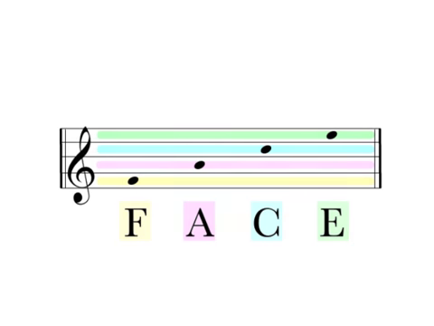Let's put this into perspective. By simply knowing that F is the first letter in the word face, you can easily figure out that the first space on the very bottom of the staff is the note F. Likewise, by knowing that A is the second letter in the word face, you'll also see that the second space from the bottom is the note A, and so forth.